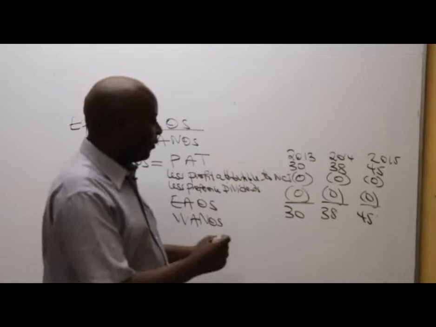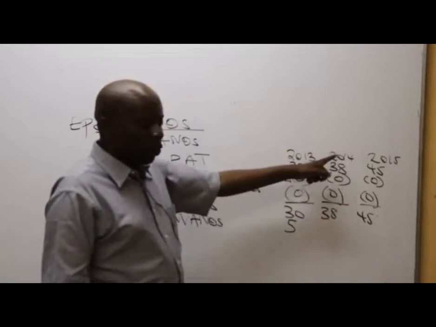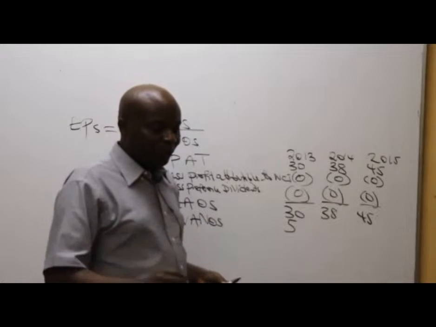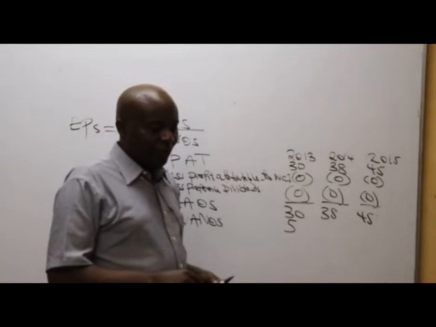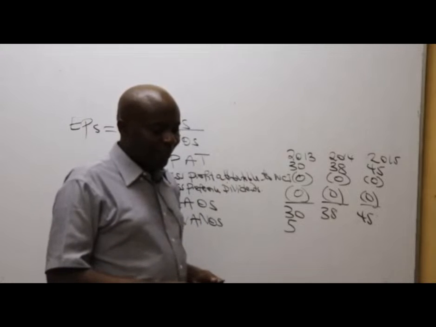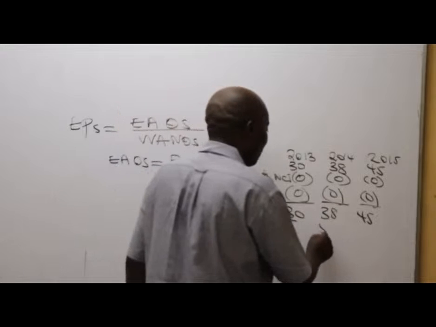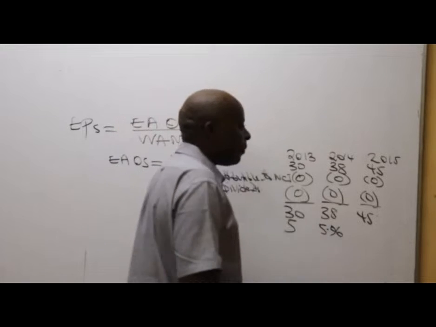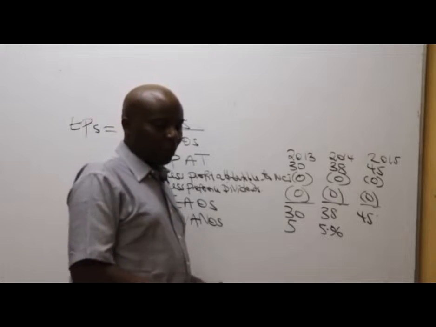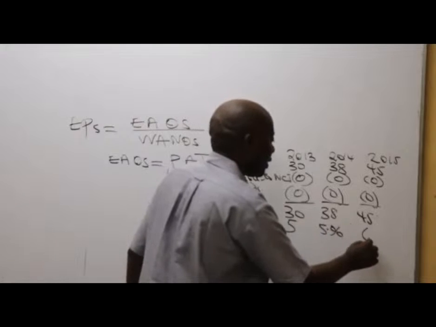So it is 5 million. Thank you very much. How about the one-offs for 2014? You can say 5 point something. I don't have a problem with that. For 2014, you can say 5.96. That is okay. How about for 2015? Whatever one-offs you have, you divide by 10. It is 6, thank you very much.